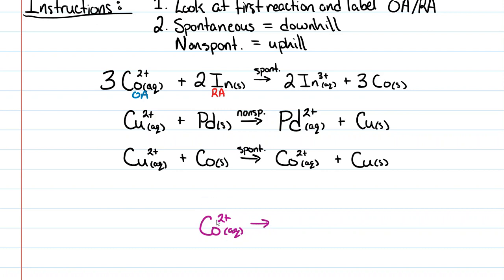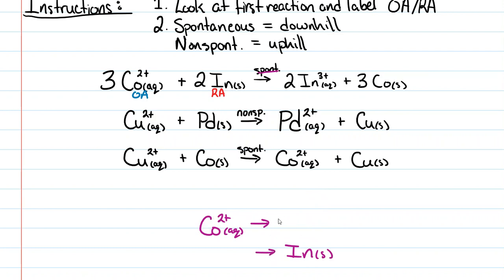And what I want to know is cobalt 2 plus and solid indium made a spontaneous reaction. Spontaneous reactions are downhill in your table of reduction half reactions. So in order for this to be spontaneous, cobalt 2 plus and indium has to be somewhere over here. Should it be below or above cobalt? Well, in order for it to be downhill, it's got to be below. So I'm going to put indium down here, and I'm just going to fill in the remainder.